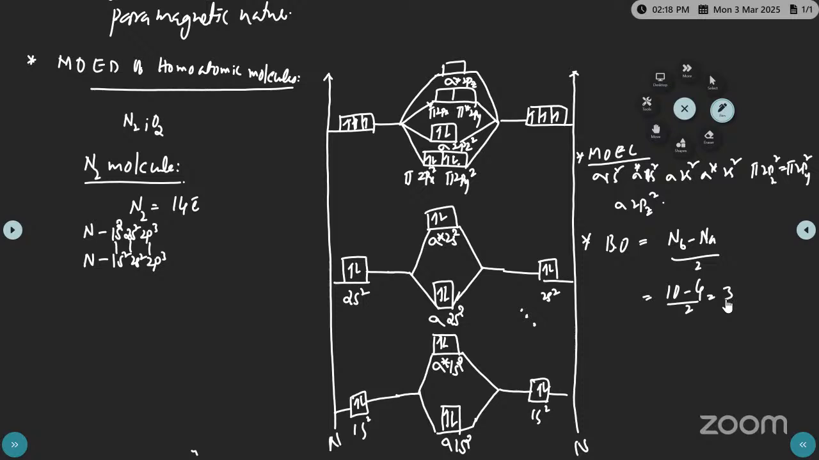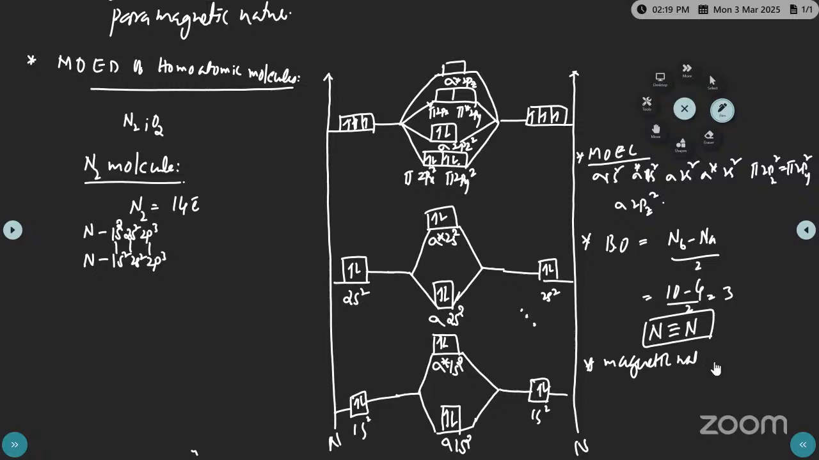So that means, sit down. That means 3 bonds bind the atoms. So bond order 3 means that the atoms in the molecule are bound by 3 bonds. That's why the nitrogen molecule structure is N triple bond N ఉంటుంది. And then magnetic nature. What is the magnetic nature?